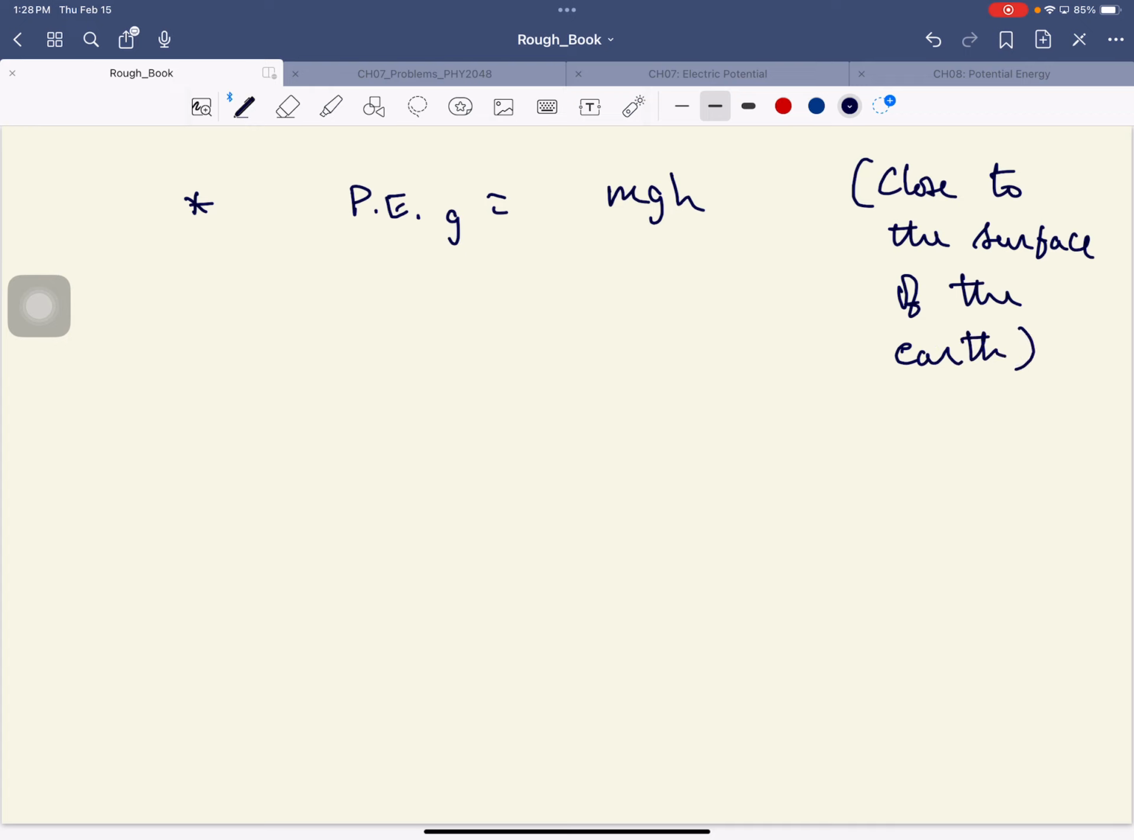Okay, this is good as long as g remains constant. You will learn that as you go higher and higher up, g will decrease. So how far do you need to go up? You need to go up to distances comparable to the radius of the Earth. What is the radius of the Earth?